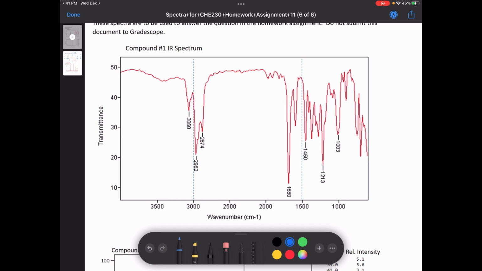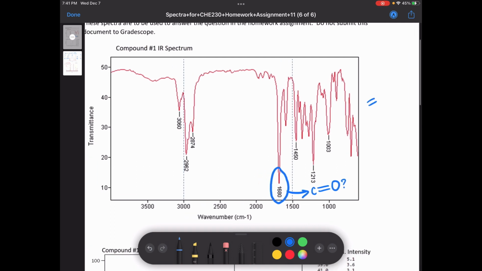So right away, I'm looking at this right here. This is an intense peak, and it's right around 1680, so that's going to be a double bond, but because of its intensity, I'm really thinking that it's going to be an oxygen. So this is what I'm thinking so far. So IR, I think right now we're going to have this.